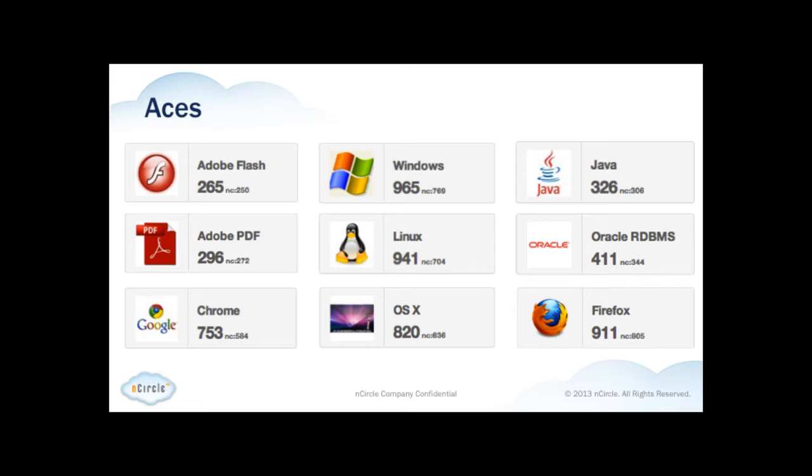Windows, there's 965. We cover 769 of those. And it goes on. Java, Oracle. These are the ones that we see most in environments, so these are the ones we have the highest amount of coverage for. So these are the aces. These are things you don't have to worry about. You know this is the highest card in your deck, you're good.